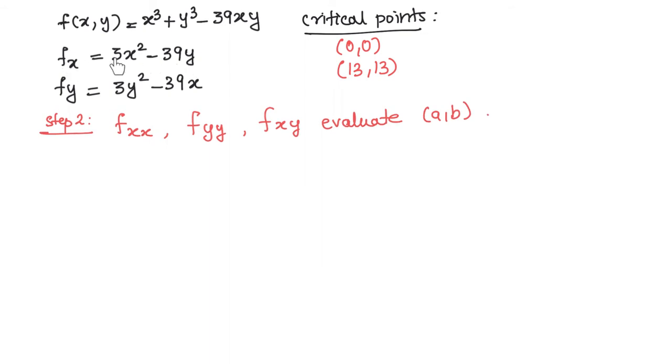So the derivative of this one with respect to x again, that means the second partial derivative with respect to x, we are treating y as a constant. So this whole thing will be 0. Derivative of this one will be 6x. So this is 6x. Now the second partial derivative of f with respect to y, we are treating x as a constant. So this will be 0 and derivative of this one will be 6y.